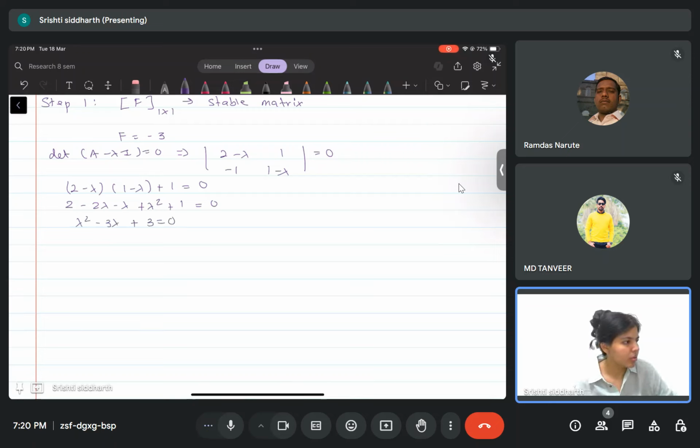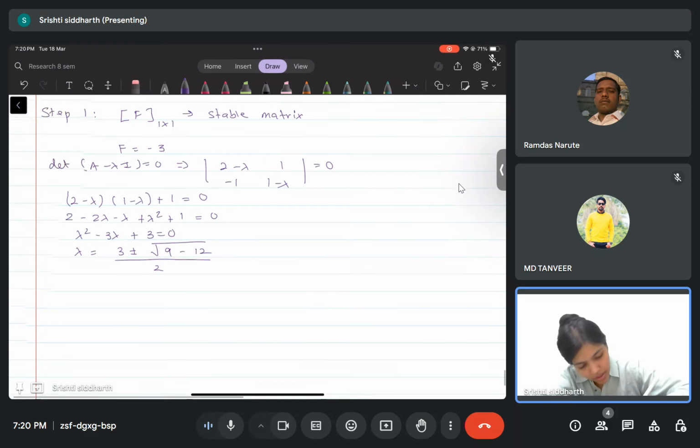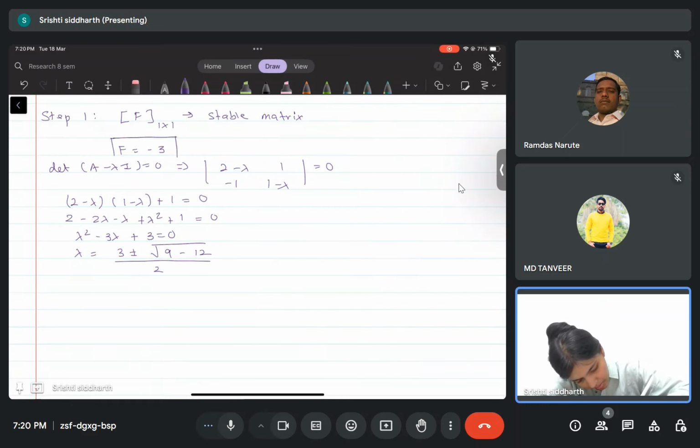Okay, so here are the eigenvalues. You can just see these. Plus 3. So these are complex and they will never be equal to minus 3. So we can select f as minus 3.